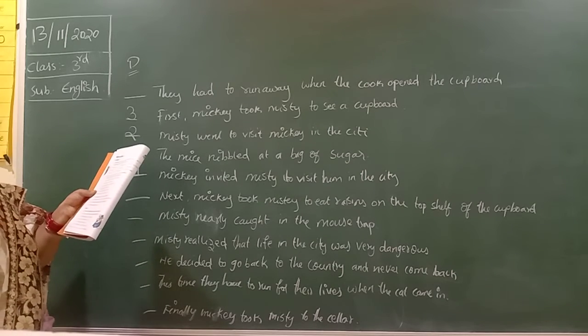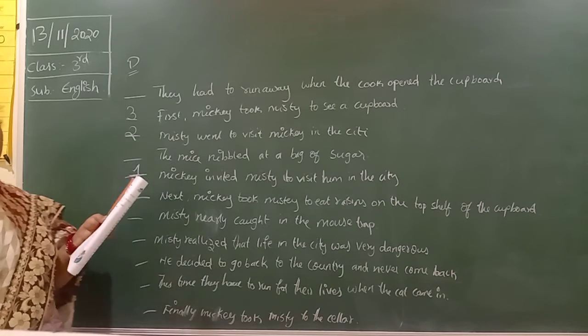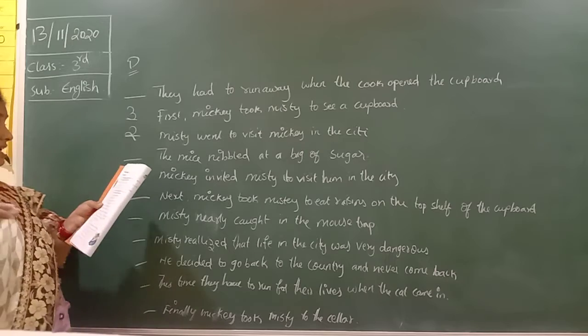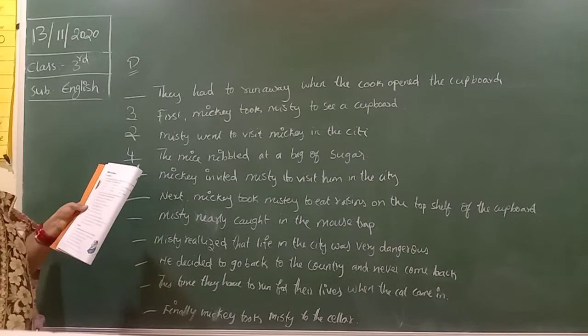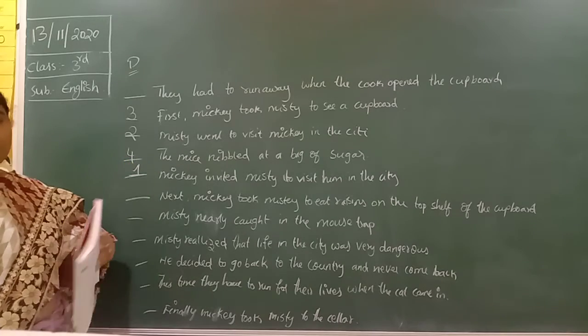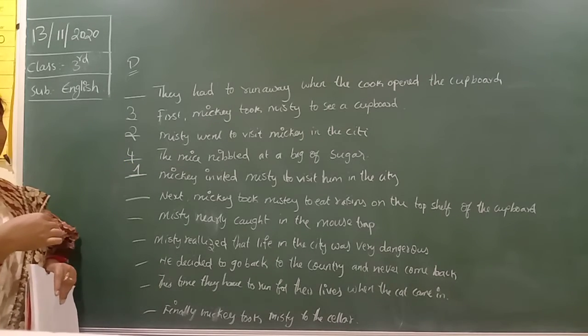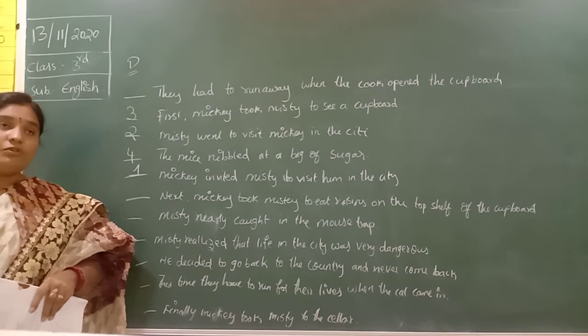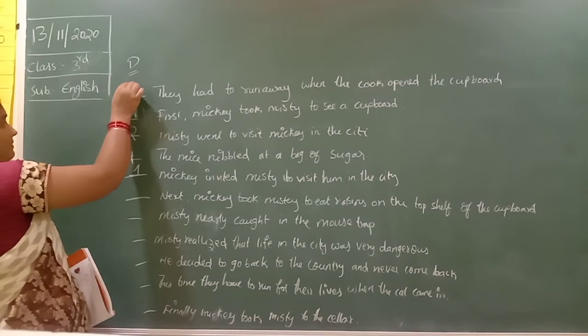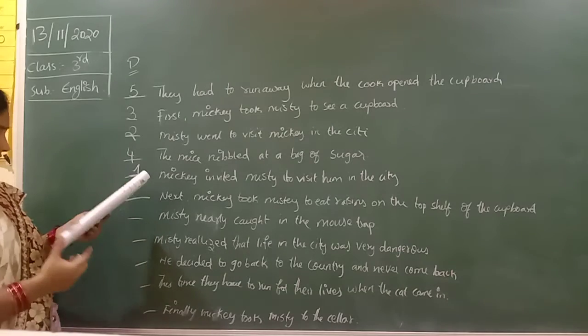Fourth, the mice nibbled at a bag. So in the cupboard there was brown sugar. The mice nibbled at the brown sugar. Fourth statement. Fifth, they had to run away when the cook opened the cupboard. When they were eating, the cook, Mary, came to look for some flour. So, fifth statement.